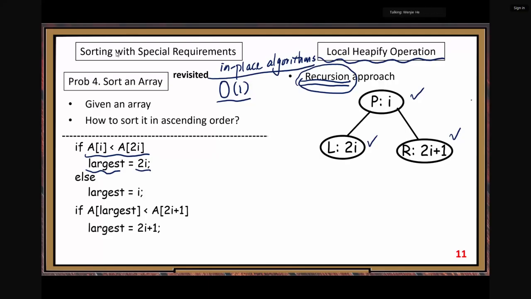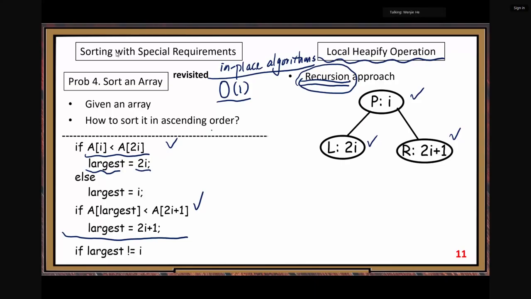Otherwise we do nothing. So after two possible violation detections, that's enough. Now we need to prepare for the swapping operation. Now we are ready to do the swapping.